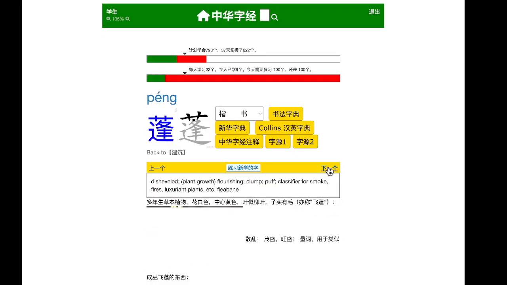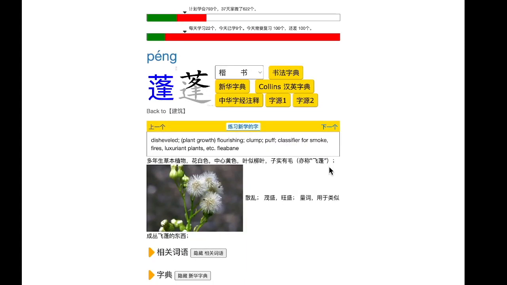Peng. This picture is the plant, the fleabane, which is called peng. But this also can refer to dense, flourishing plant growth. It can mean disheveled. And also peng is a classifier used to count puffs of smoke or clumps of plants.